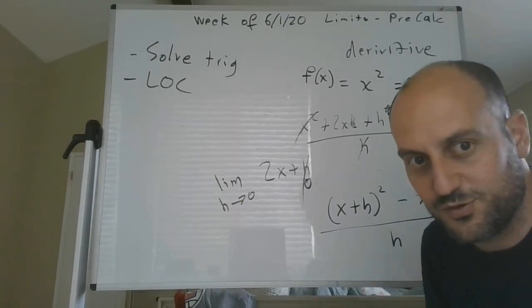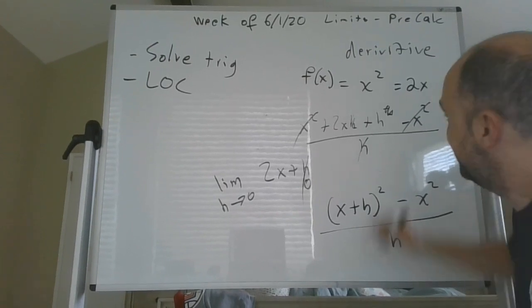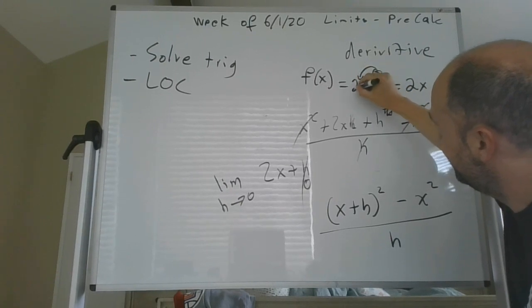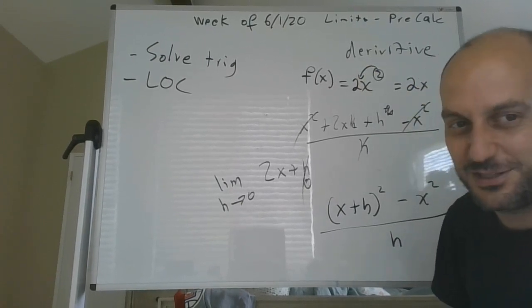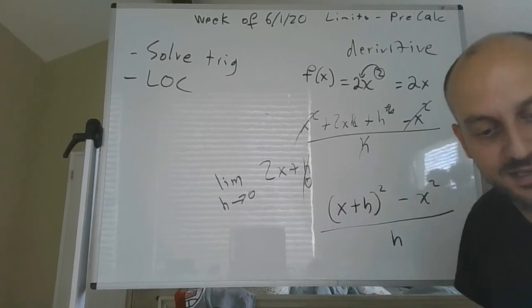You want to know a little shortcut? It works for most cases here. Take that exponent and move it as its coefficient, and you got 2x. That took a lot faster than doing this whole thing, okay? But that's the proper way of doing it.